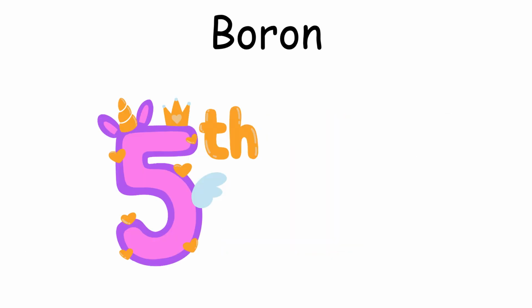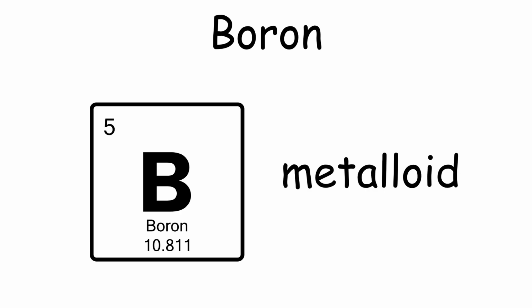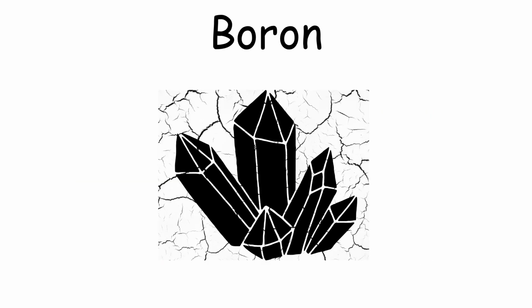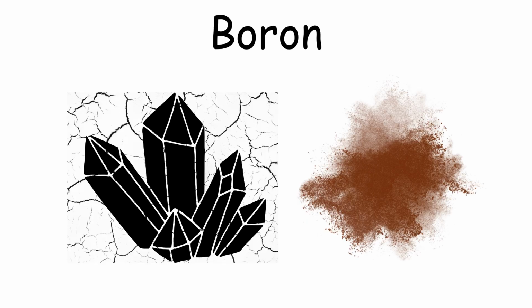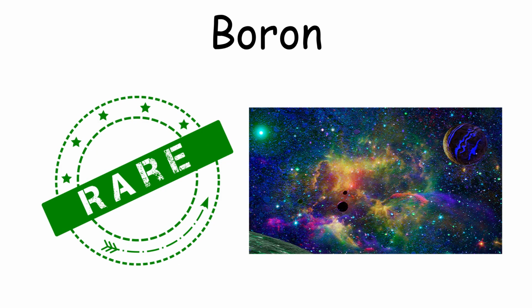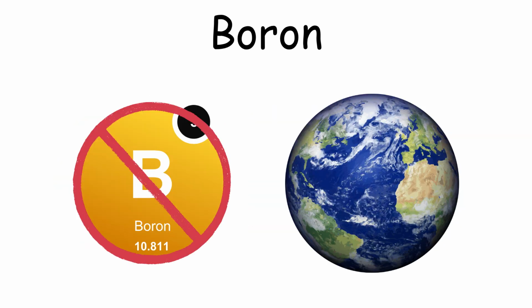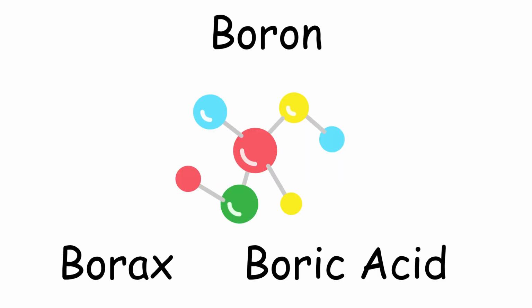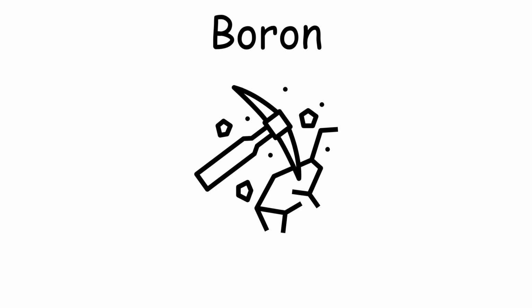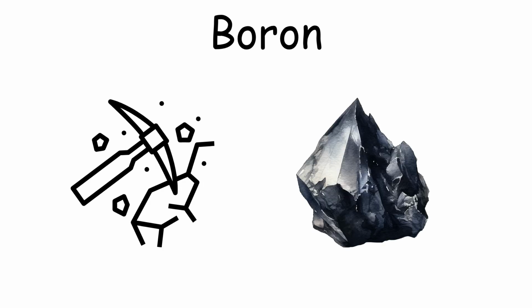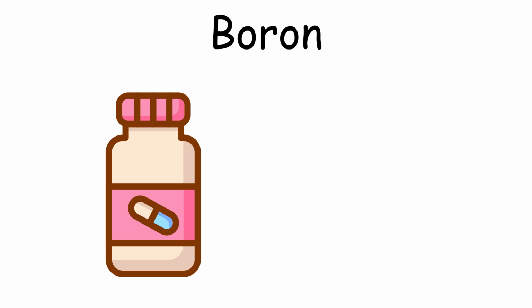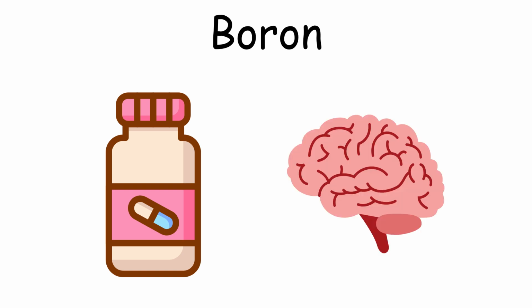The fifth element with symbol B, boron, is a metalloid, meaning it has a mixture of metal and non-metal properties. It is brittle and dark as a crystal and brown as a powder. Boron is rare in the universe and does not appear by itself on Earth. It is usually found in compounds such as borax and boric acid. Boron is mostly extracted from ore and minerals to be used for producing glass and ceramics. It is also being studied for potential medicinal applications like treatment for brain tumors.